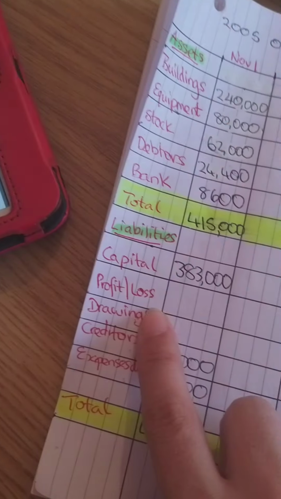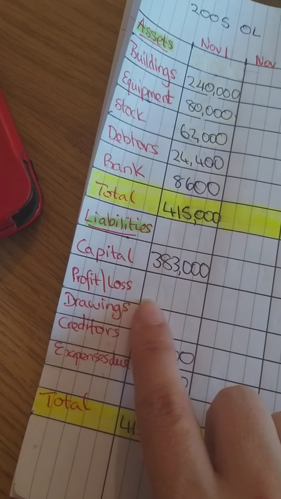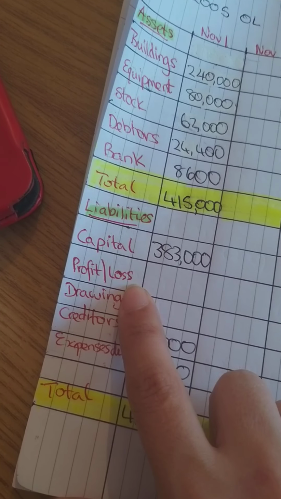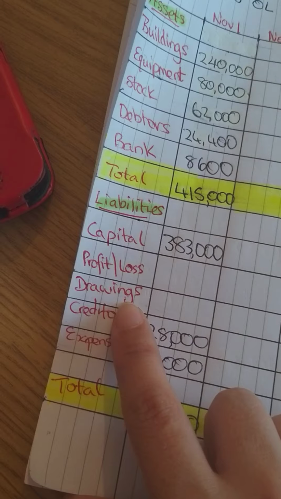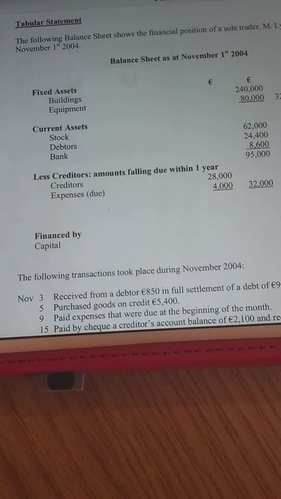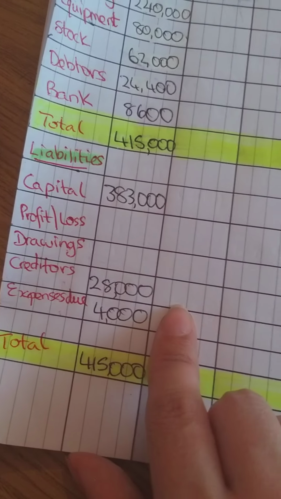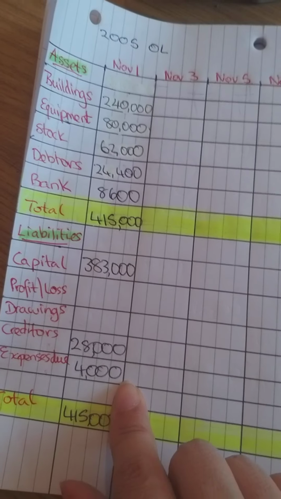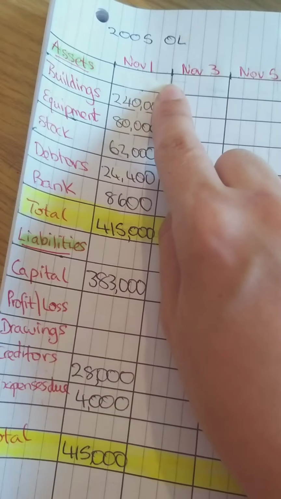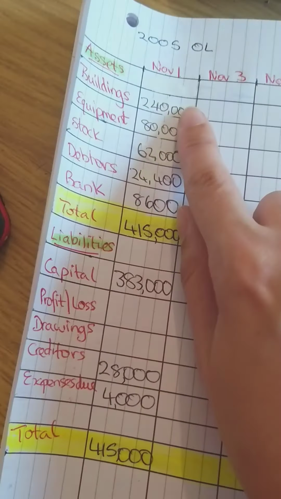Now they've no profit and loss again. The older ones don't tend to have them, but you always put it in. You don't have a figure for it on the first, but you will have figures put in there. Always put in your drawings and then put in your creditors and your expenses due, okay? And then of course we always label that November the 1st, whatever month it is, the 1st of the month. Then you get the rest of your dates from along here, pop them all up here and got your totals, okay? So now we're good to go.